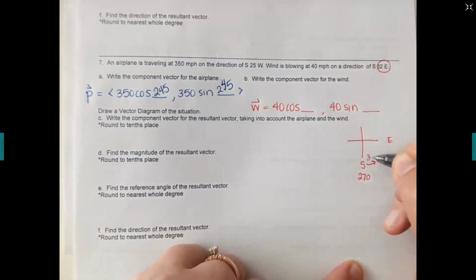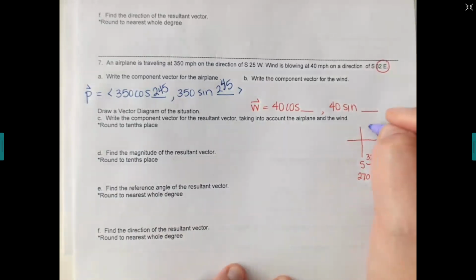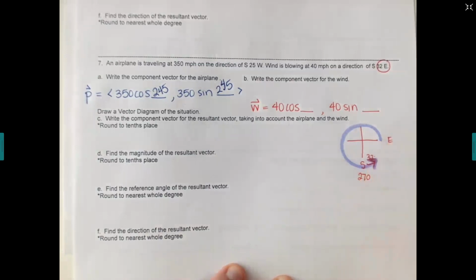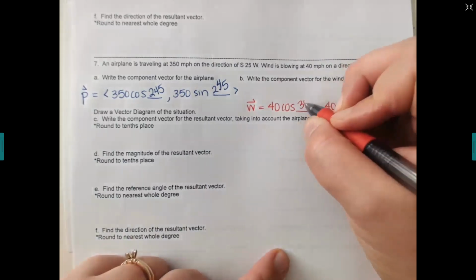Do I add it or subtract it? Add it, because remember, when I measure, I have to start here. So I'm gonna pass 270 to go 32 more. So what direction would that be for my plane? 302, very good.